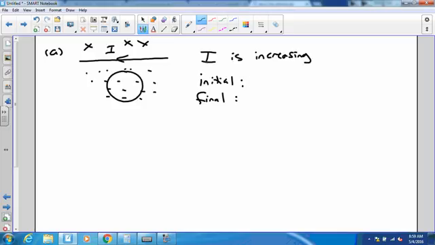So let's say it like this. In my initial state, I'm going to have a positive flux, and in the final state, my flux is going to be greater.